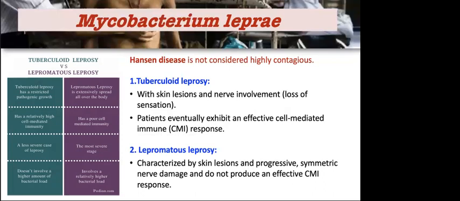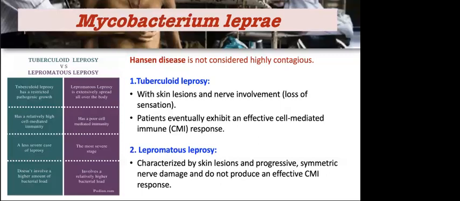Okay, tuberculoid leprosy has a restricted pathogenic growth. So it does not spread out that quickly. However, it's characterized with skin lesions and nerve involvement. There's the typical loss of sensation in a patch of skin. It has a relatively high cell-mediated immunity. It's a lesser severe case of leprosy, and it does not involve a higher amount of bacterial load. So patients eventually exhibit an effective cell-mediated immune response.